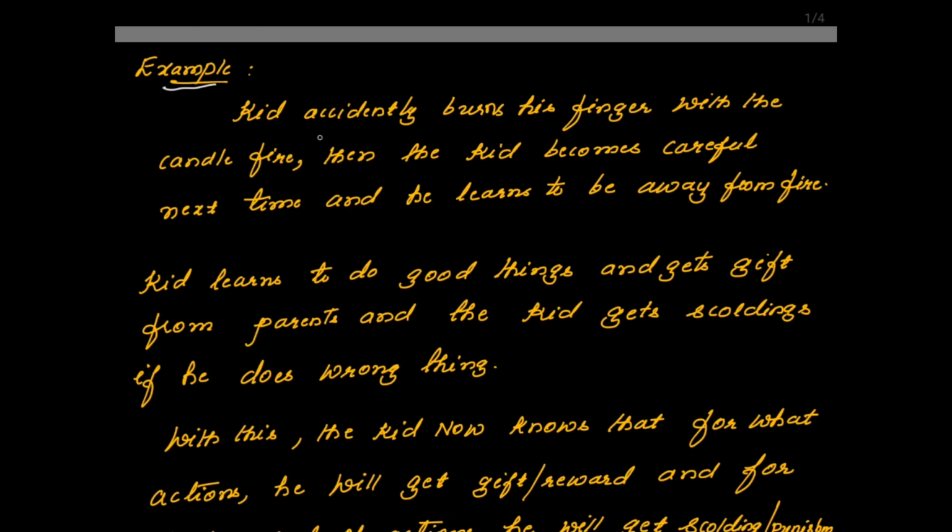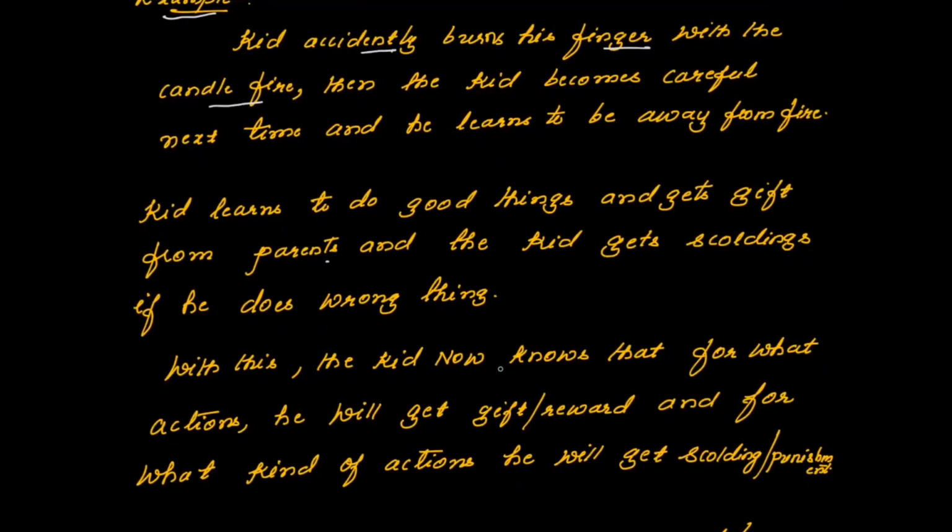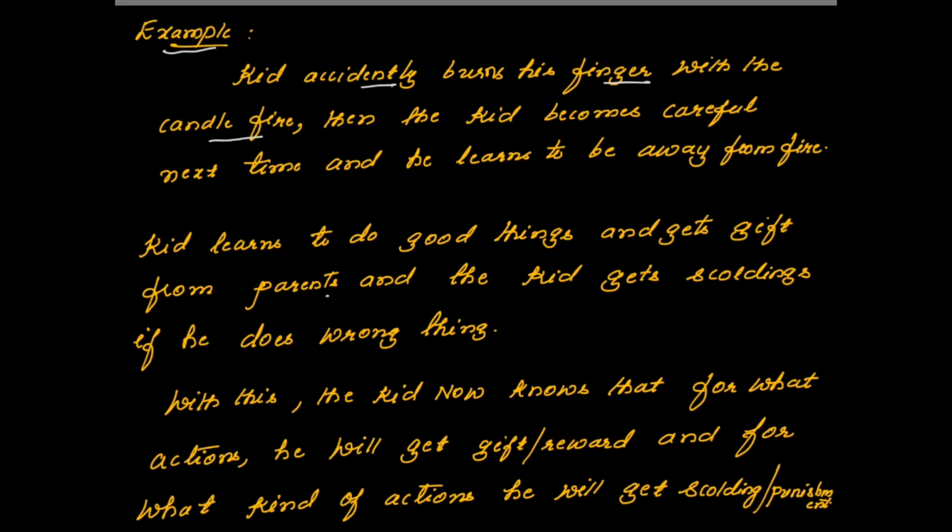I'll take one example here. Let us assume that the kid accidentally burns his finger with the candle fire and the kid becomes careful next time and he learns to be away from fire. The kid learns to do good things and gets a gift from parents, and the kid gets scolded if he does wrong things. With this, the kid now knows for what actions he will get a gift and for what actions he will get scolding. So this is a very simple example to understand the concept of reinforcement learning.